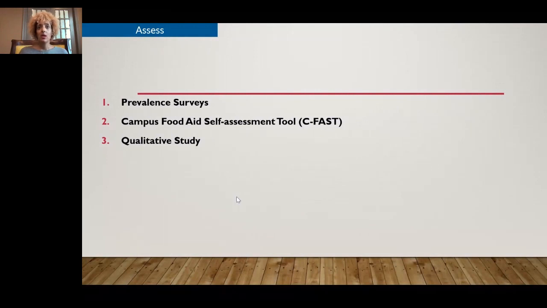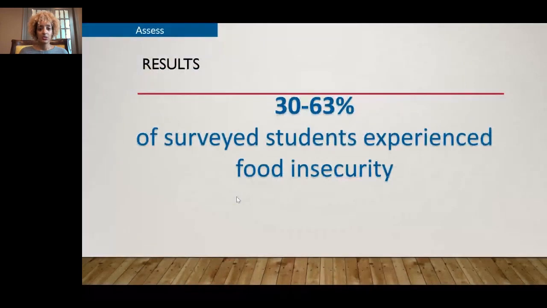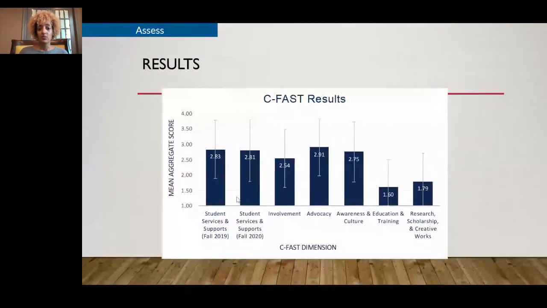As a result of those participating colleges and universities in Alabama, we found that the range is 30 to 63% of our students in Alabama experience some form of food insecurity. This can be persistent. And we also learned through this that a lot of students are not aware of the resources that are available on their campus.